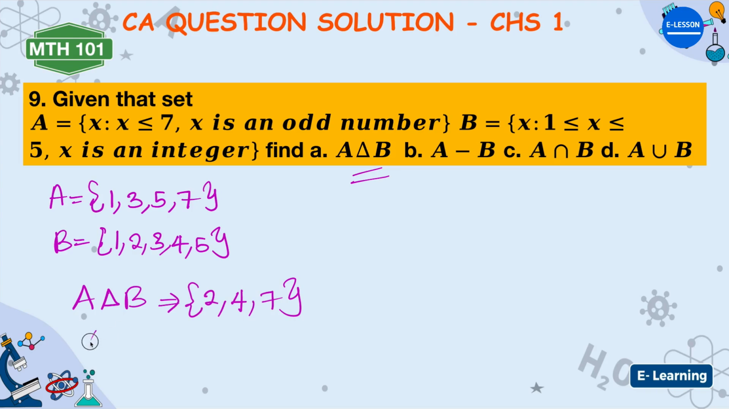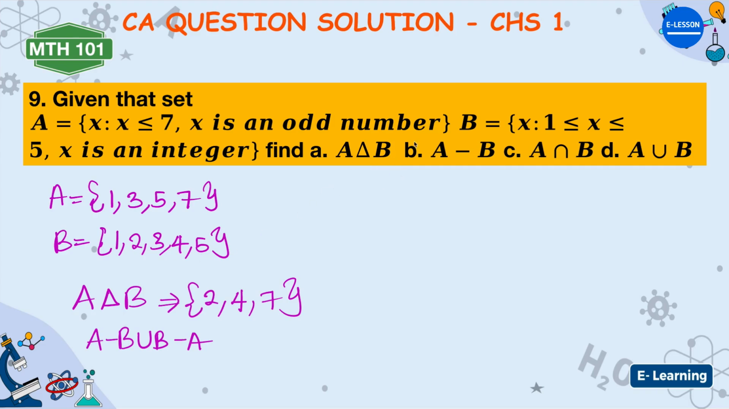There's a formula for solving it which says A minus B union B minus A. But this one will just be wasting your time doing that. Just what the two sets do not have in common is the symmetric difference. So in the exam, when they say symmetric difference, what they don't have in common, just pick it out.